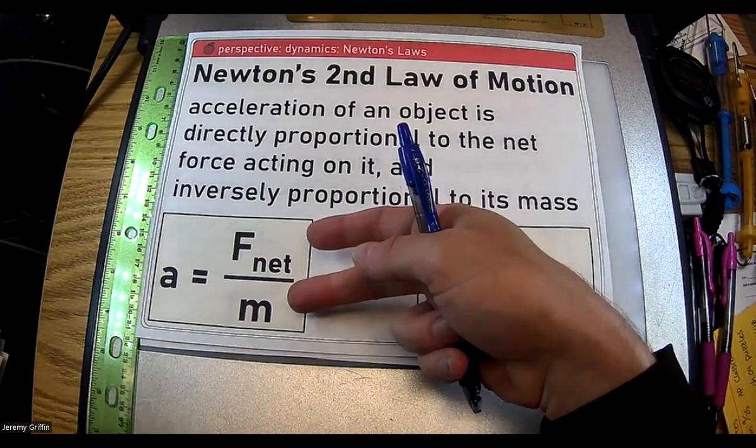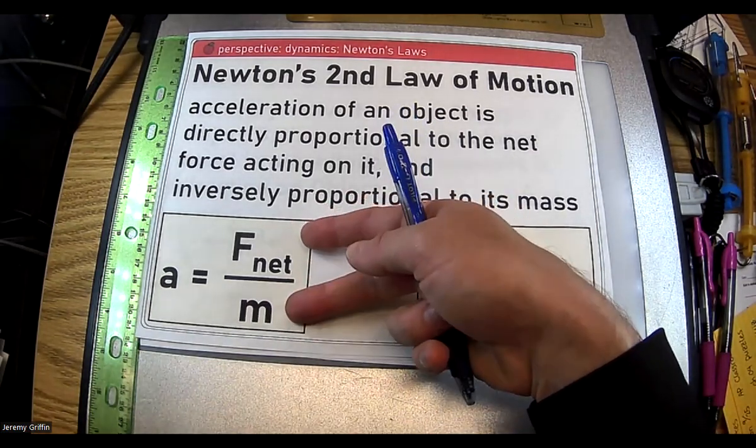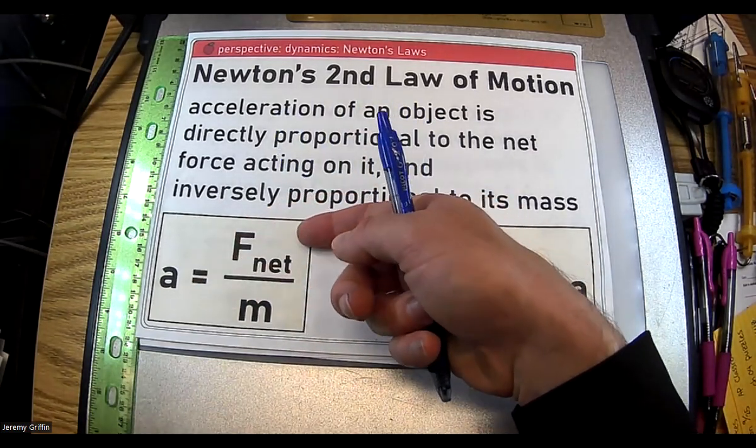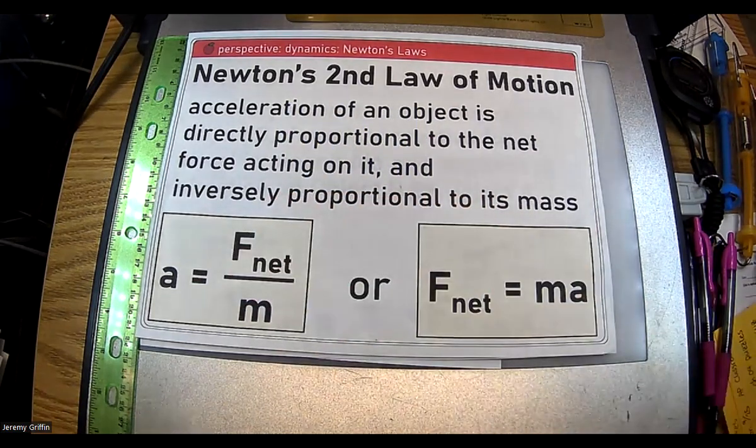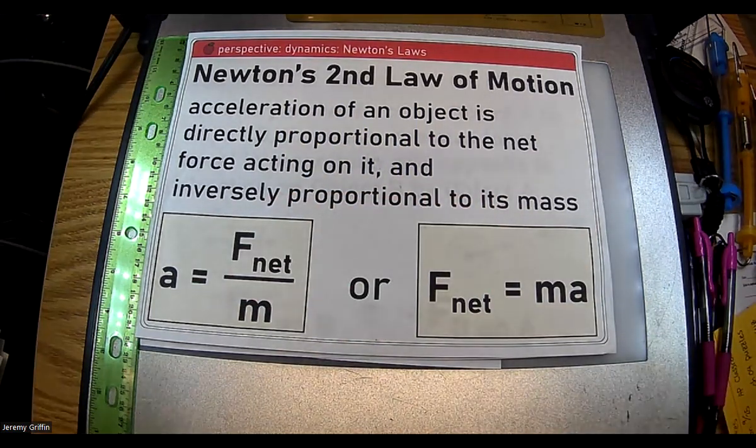Let's put some numbers in here. What if it was 1 over 1, which is equal to 1? What if it was 1 over 2? Now it's like a half. Double the mass, get half the acceleration.